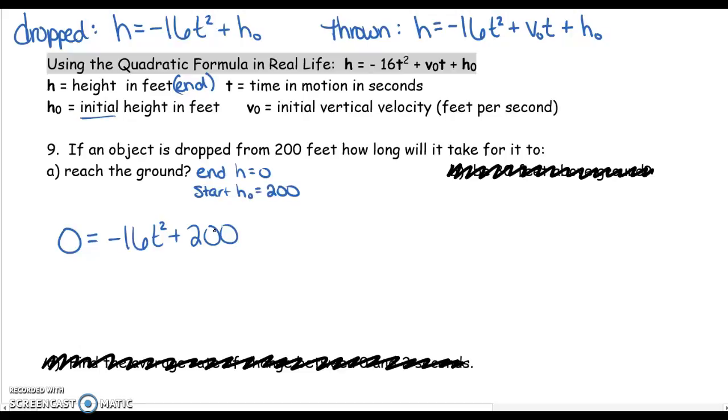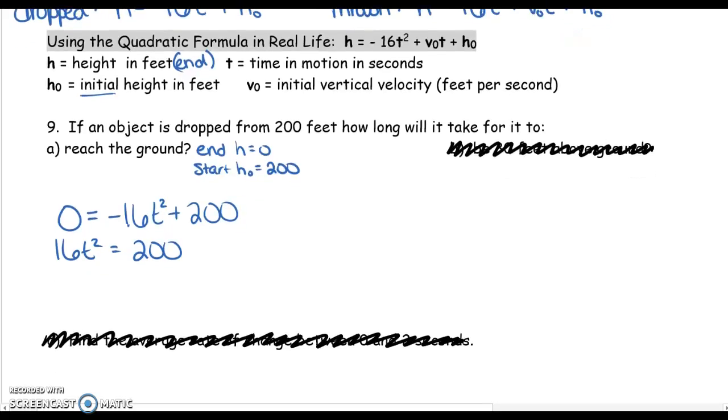We could use the quadratic formula for this, but we don't have to because there's only t squared. It'd probably be easier to just use square roots. So I'm going to add 16t squared to both sides. So I've got 16t squared equals 200. I want to get t squared by itself, so I'm going to divide both sides by 16. And even though this is a decimal, I'm going to go ahead and do the decimal. This is a real-life problem, so I'm actually going to get a decimal. So t squared equals 12.5.